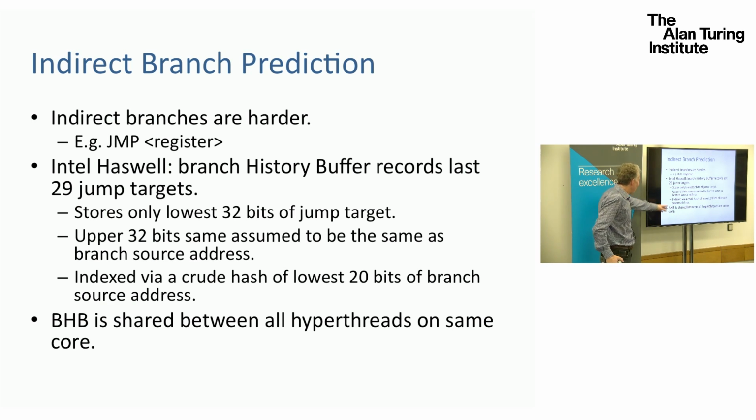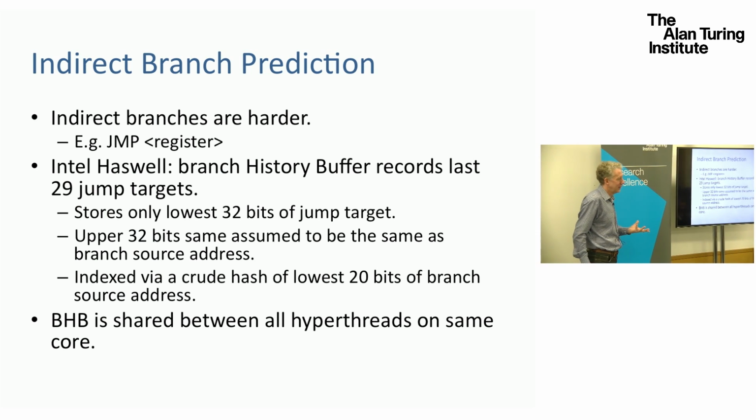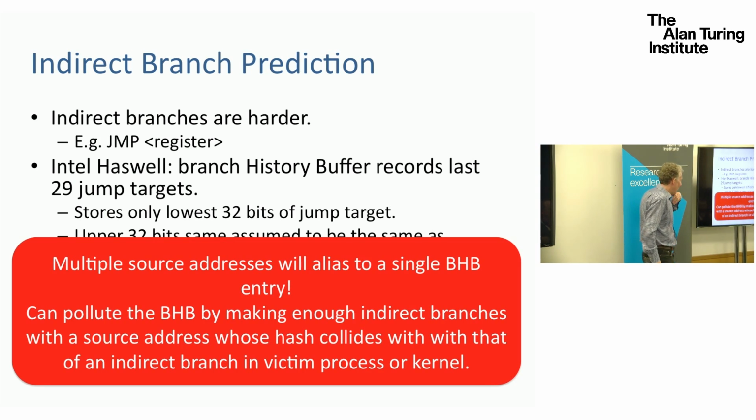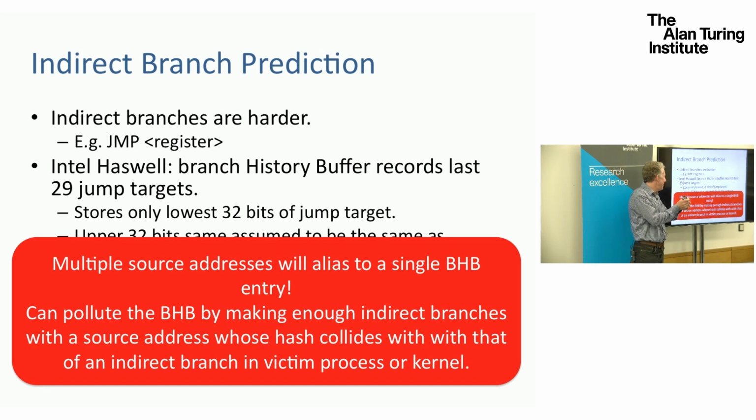And then it basically uses a fairly crude hash of the lower 20 bits of the branch address. And it shares this history buffer. This is the nutty thing. It shares the history between all the hyperthreads on the same core. So multiple source addresses are aliased onto the same thing in the history buffer, and that's shared between different processors, which means that I can pollute the history buffer of another process, which means it's now going to mispredict, if I do this correctly, where that code will jump, and I can persuade it to jump where I wanted it to jump instead of where they wanted it to jump.